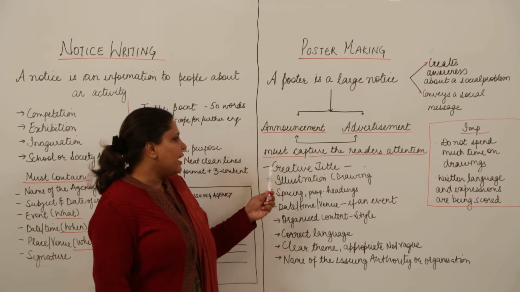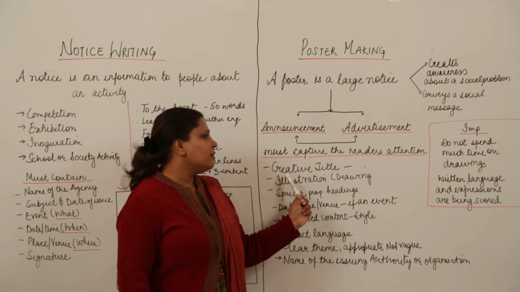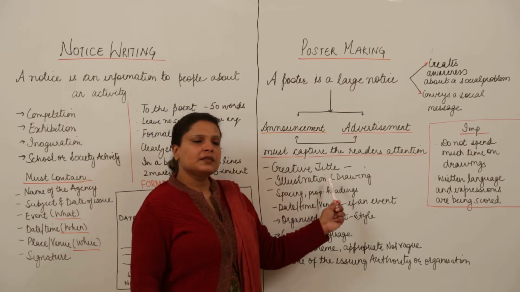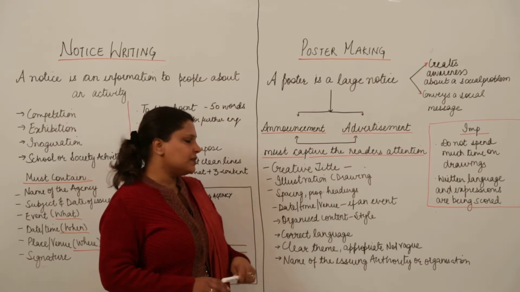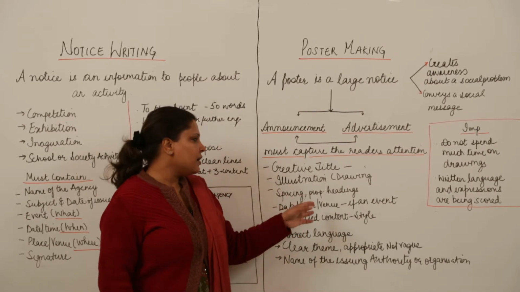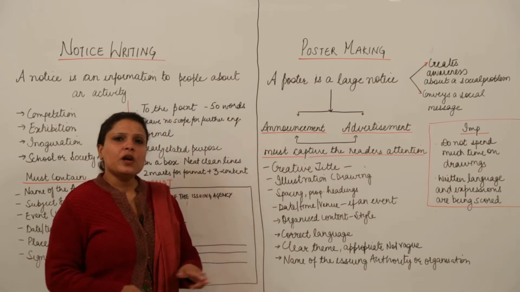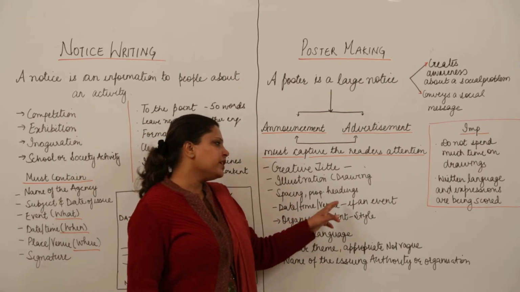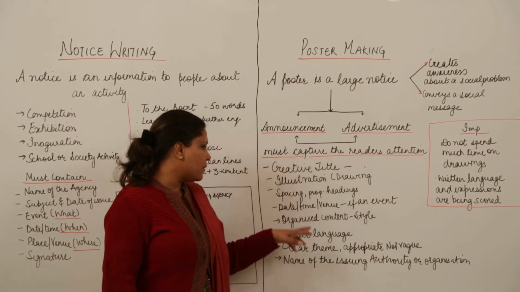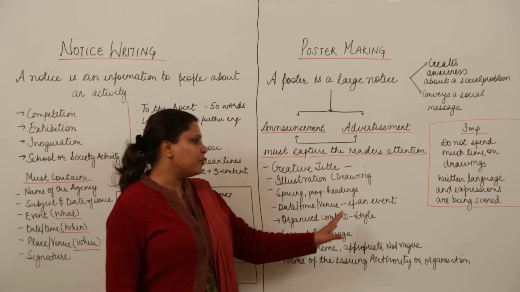Then to do that, it should have a creative title. It should have illustrations, drawings. You can use stick figures in the exam. It should be properly spaced, there should be proper spacing, and headings should be proportionate because it is going to be on a larger canvas. Then there should be date, time and venue mentioned if it is an event that you are talking about, and the content should be properly organized in an appropriate style.